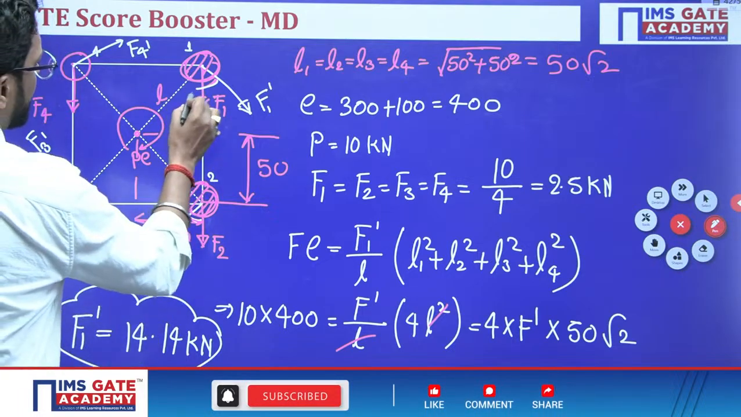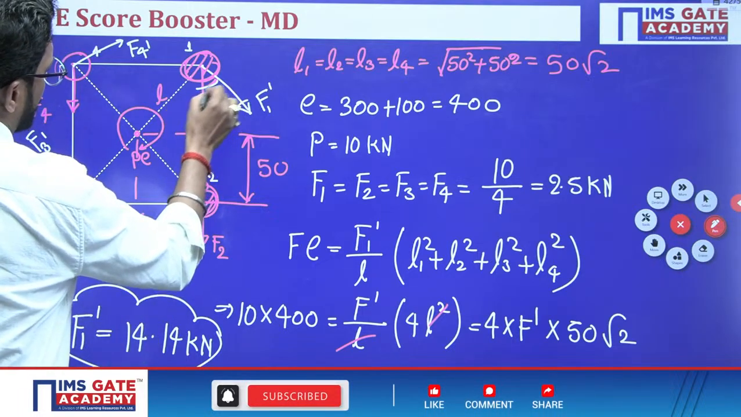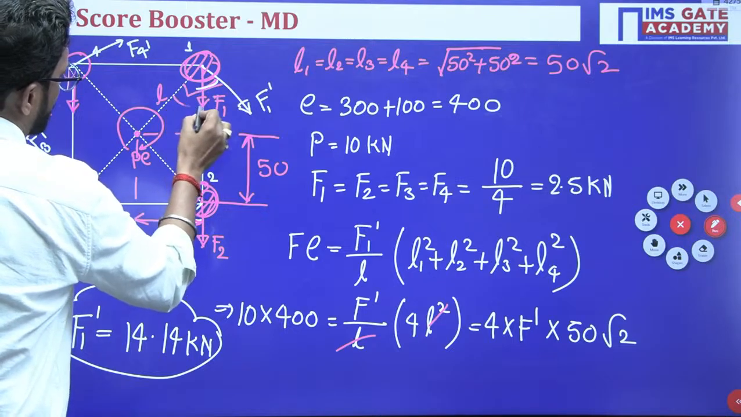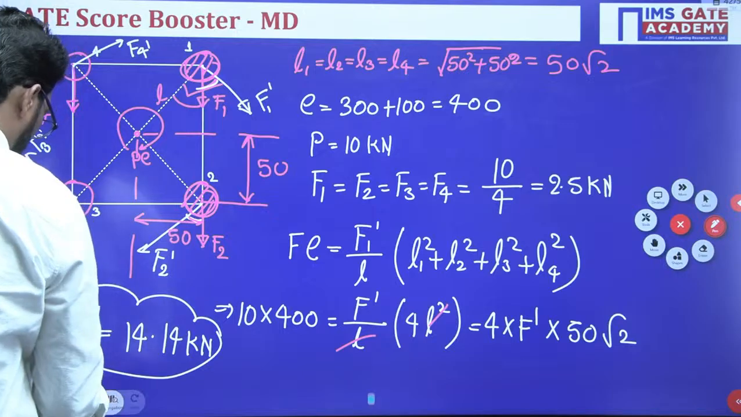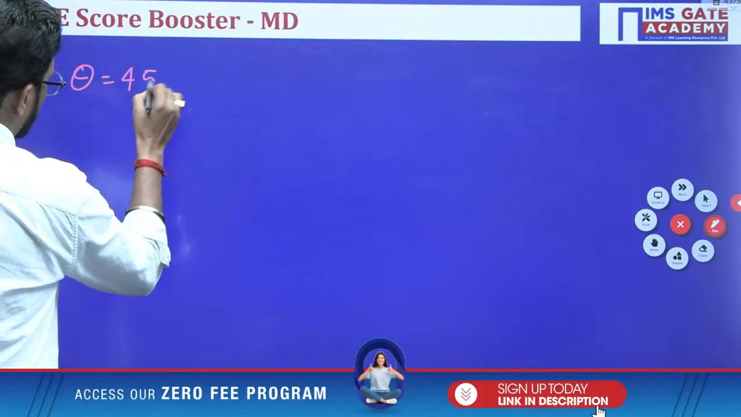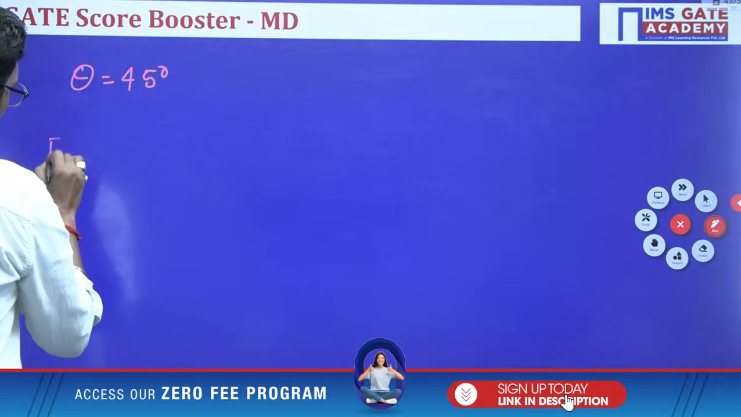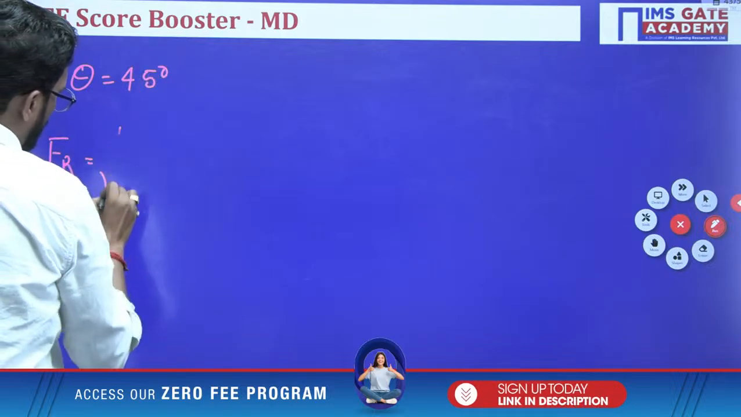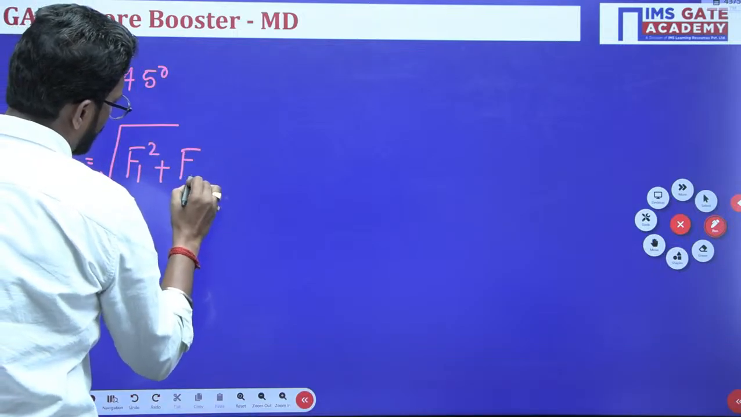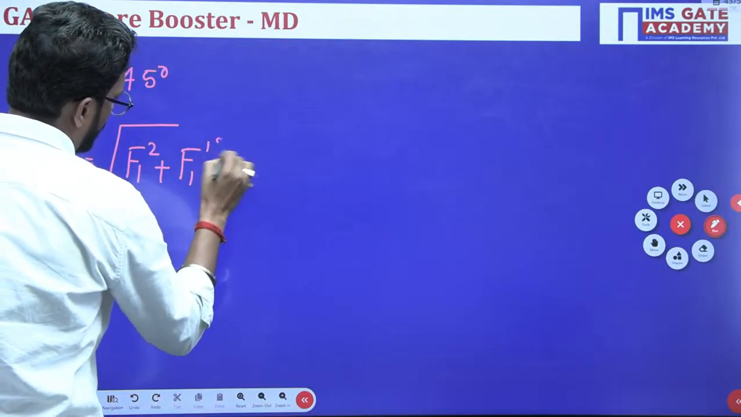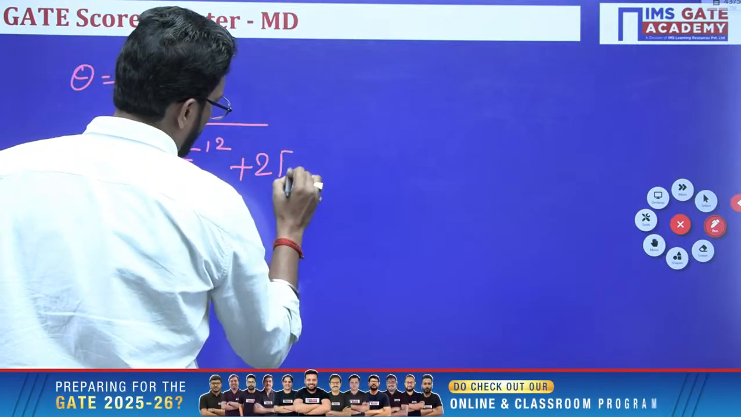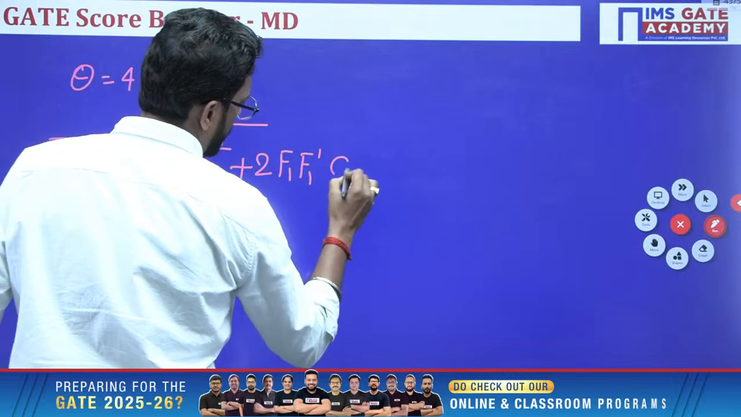90. This total is 90 minus this 45. Yes or no? Total is 90 and this is 45. So this is 45. So theta is what? Theta is 45 degree. So resultant force is what? Square root of primary force square plus secondary force square plus 2 F1 dash cos theta.